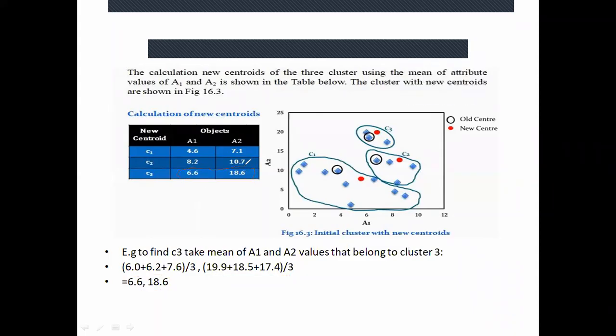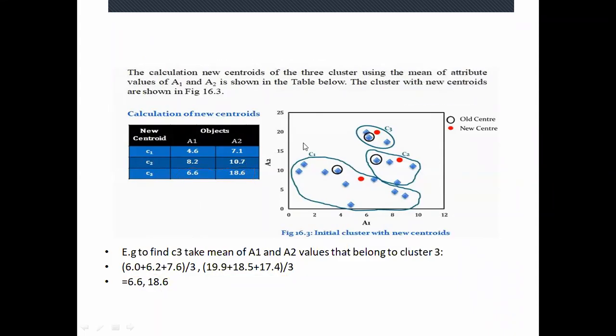Is it clear how to find out the new centroid? So this was the old value and this is the new value. That means the old centroid was this one, and now the new one is this. For C2, the old value is this one and the new is this. So the centroid has changed. Similarly, you will find out the centroid for C1 and C2.